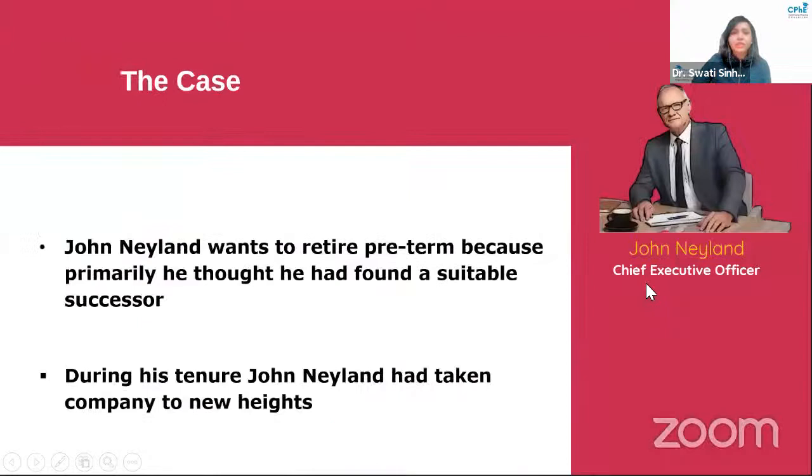I'll just quickly read the important points for the case. John Neeland wants to retire preterm. His retirement age is 65, but he is retiring at 62, and he made up his mind when he was 60 years old. And primarily, he wants to retire because he thought that he had found a suitable successor. During his tenure, John Neeland has taken the company to new heights. He has been in the company for almost 21 years, and the company performed well.